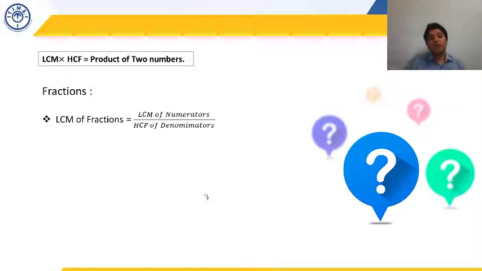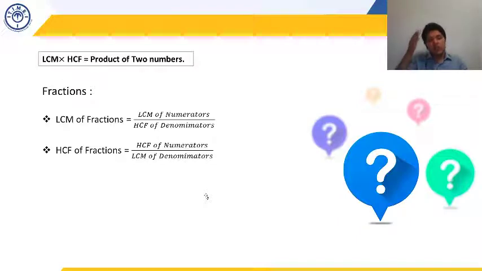Just get the LCM of the numerators and get the HCF of the denominators. So the LCM of fractions is equal to the LCM of numerators of all the fractions divided by the HCF of denominators of all the fractions. And to get the HCF of fractions, just get the HCF of all the numerators divided by the LCM of all the denominators. In case of LCM, we will take the LCM of numerators. In case of HCF, we will take the HCF of numerators. And the reverse is going to be for the denominators. Remember this.